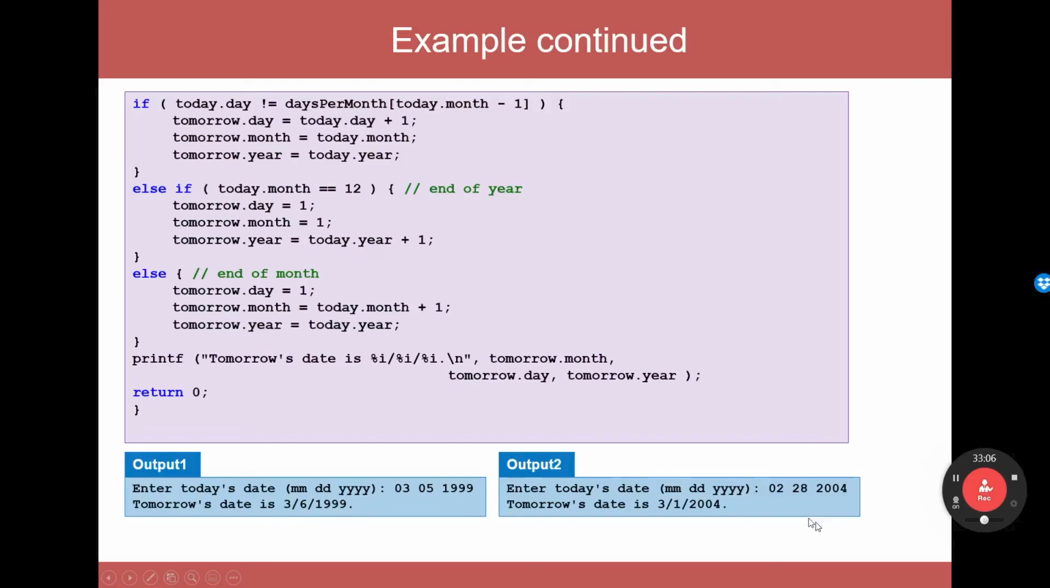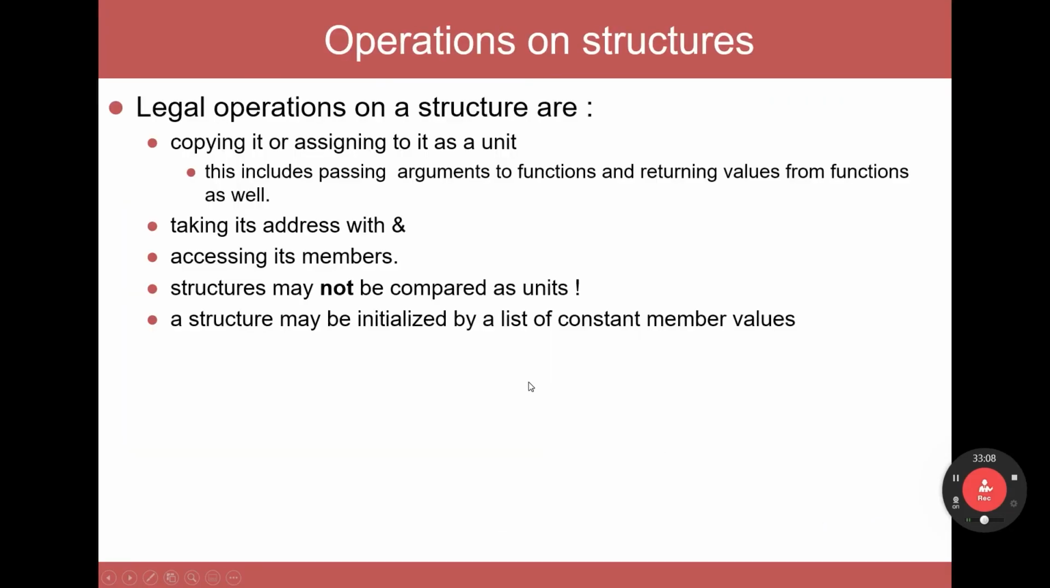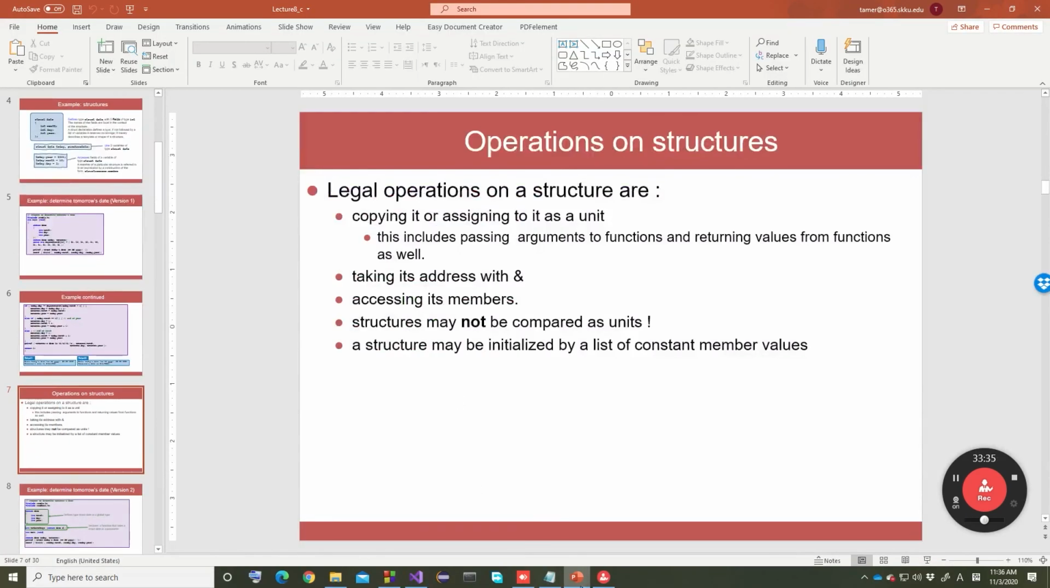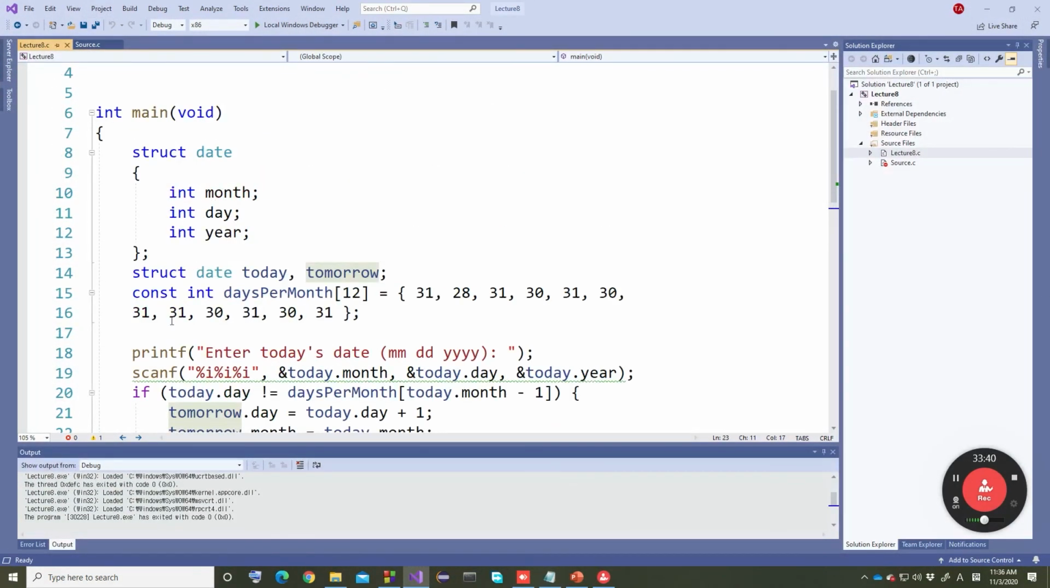Now, let's go on. In the operations on the structure, you can copy the structure or assign it to another one. Also, you can take the address of any member of the structure. Also, you can access any member, but you cannot compare one structure with another structure. So for example, you cannot do like this.